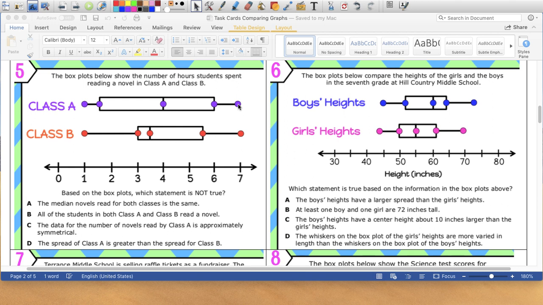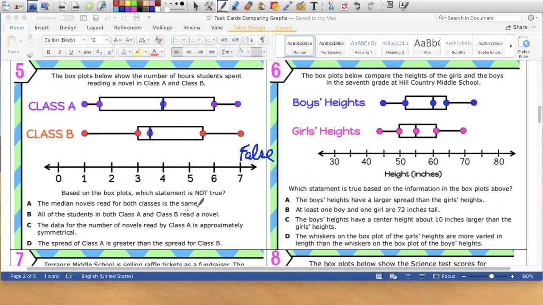5. Here's again another dot plot. Which one is not true? Which one is false? So you're looking for false. Which one is false? So the median number of novels is, for both classes, the same. Is the median, is this median and this median the same?